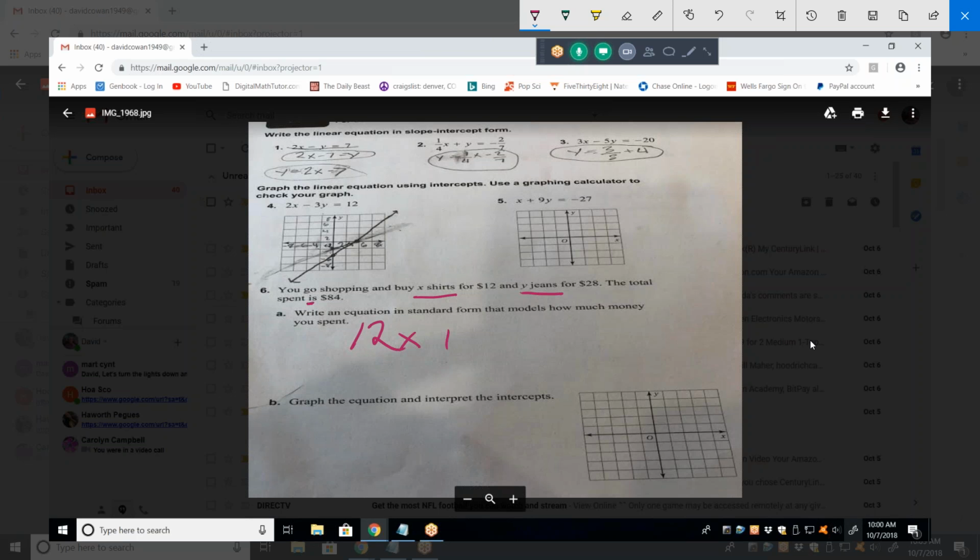How much did you spend on jeans? 28Y. Jeans are Y. And that total is $84. Okay? Now, that's the answer to A. Unfortunately, you can't solve that.